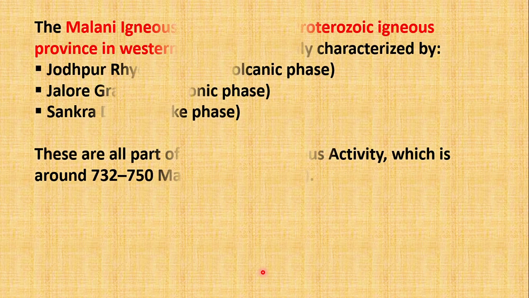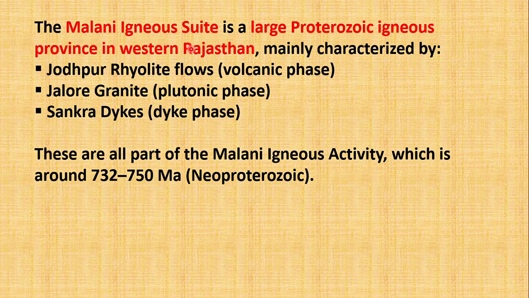Let's discuss the options. The Malani igneous suite is a large proto-continental igneous province in western Rajasthan, mainly characterized by the Jodhpur rhyolites. Okay, rhyolite flow, this is the volcanic phase. Then Jalore granite, this is the plutonic phase of the Malani igneous intrusion. Then Sankara dikes, this is the dike phase.